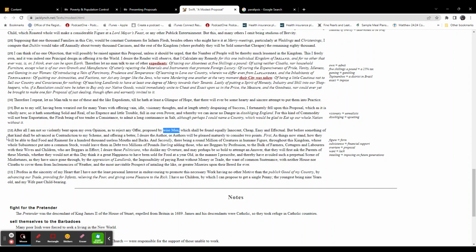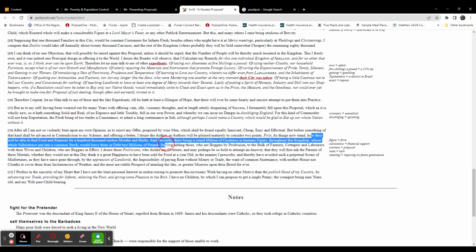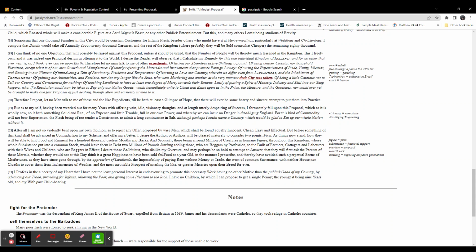But before something of that kind shall be advanced in contradiction to my scheme, another counter argument, right? And offering a better, I desire the author or authors will be pleased materially to consider two points before you do that, right? So first, as things now stand, how they will be able to find food and raiment for 100,000 useless mouths and backs. So how are we going to provide for them? How are we going to rear them?